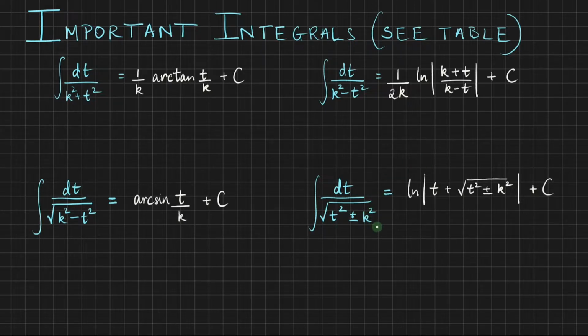The plus or minus simply means that when there's a plus in the integrand, there will be a plus in the answer. And when there's a minus in the integrand, there will be a minus in the answer. Also, keep in mind that the variable of integration here is t, but we could easily replace this with x. For example, the integral of dx over k squared plus x squared would be 1 over k arctan x over k plus c.